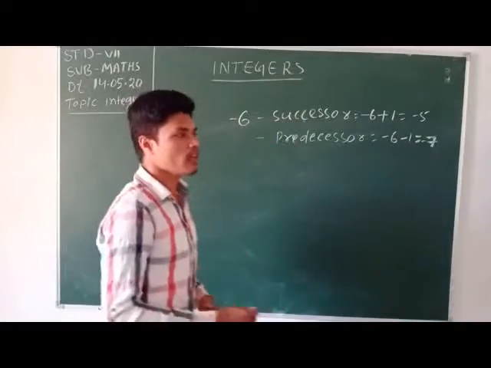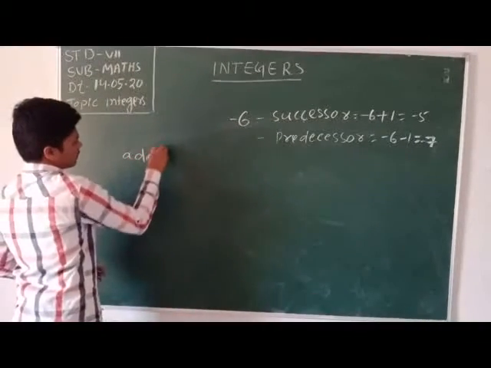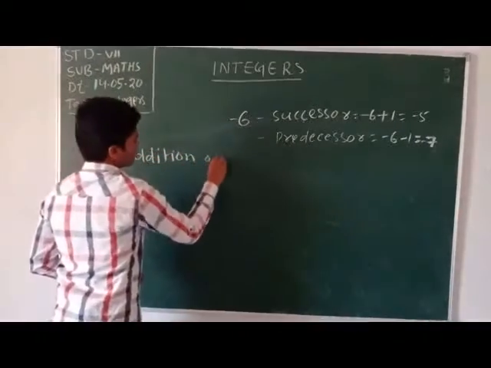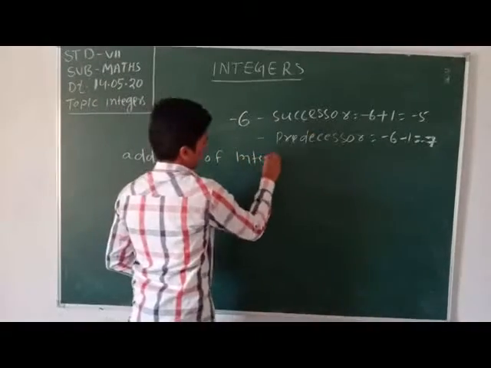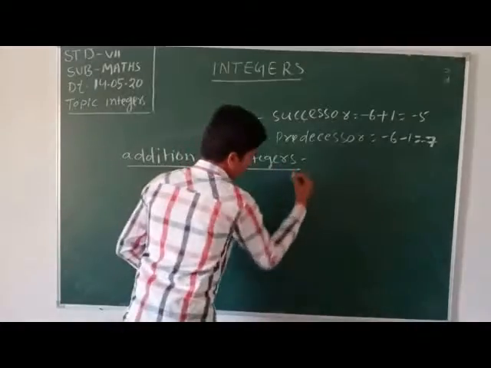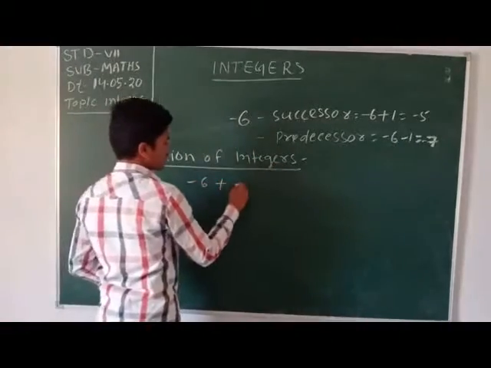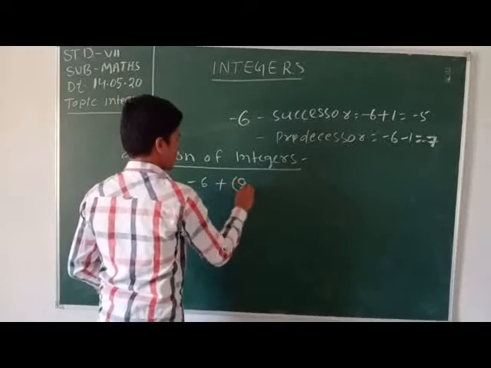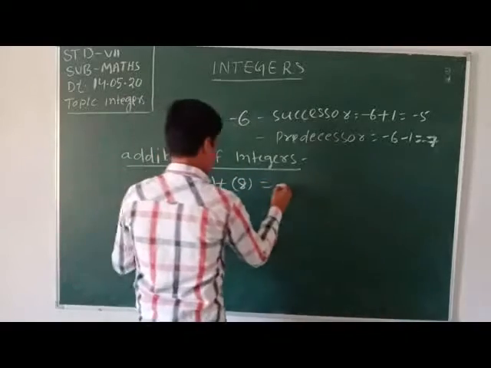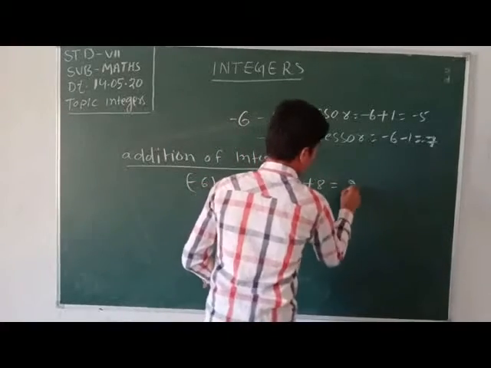Now we learn about the addition of integers. Look at the board. We learn now addition of integers. Here minus 6 plus 8 equals 2.